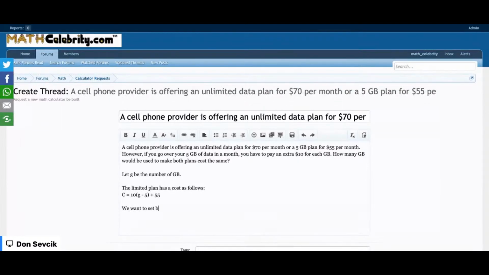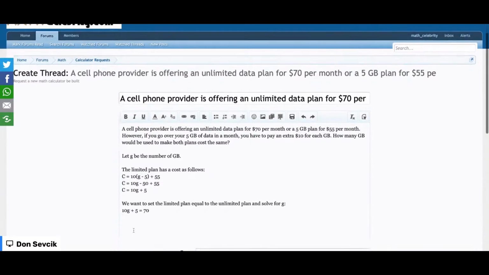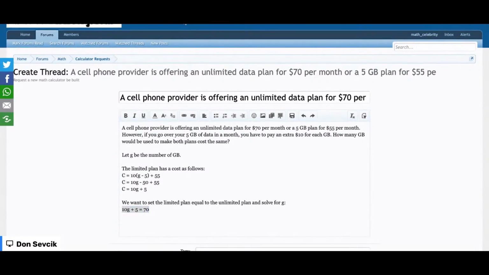We want to set the limited plan to the unlimited plan and solve for G. Actually, let me just simplify this here because we can simplify this more. 10G minus 50 plus 55. C equals 10G plus 5. Okay. So 10G plus 5 equal to the $70 a month minimum. Going off screen here to solve for this, and we get 6.5.